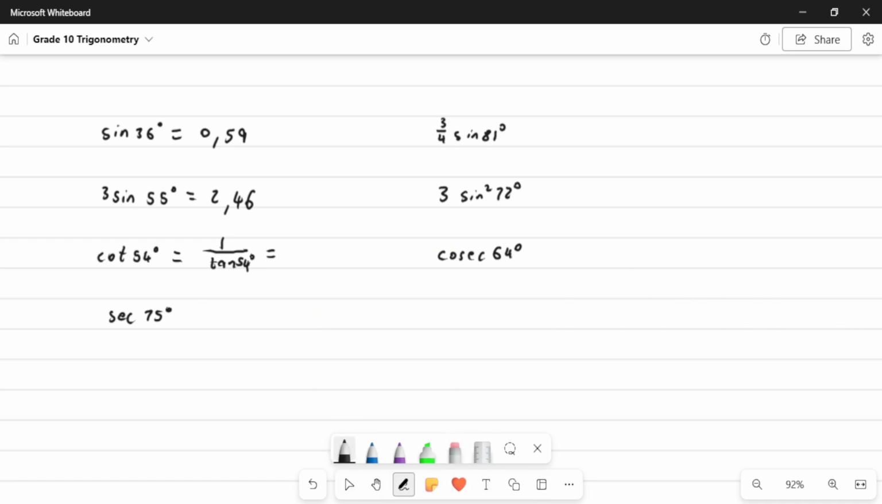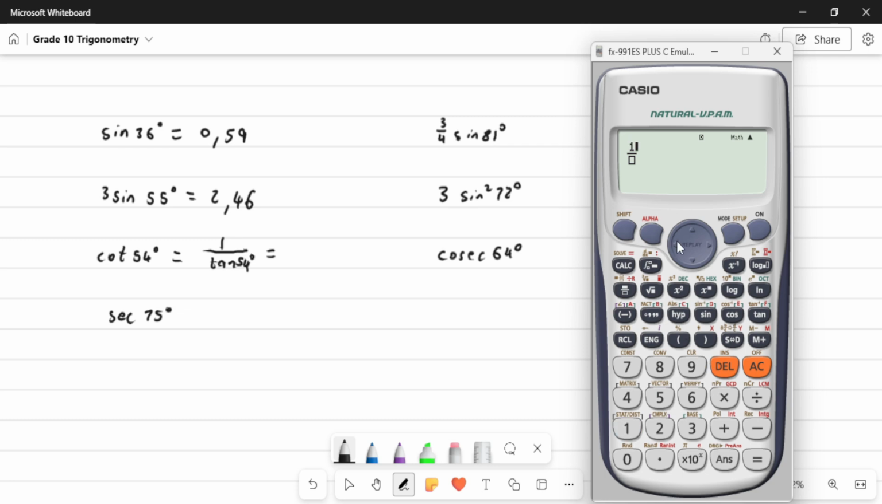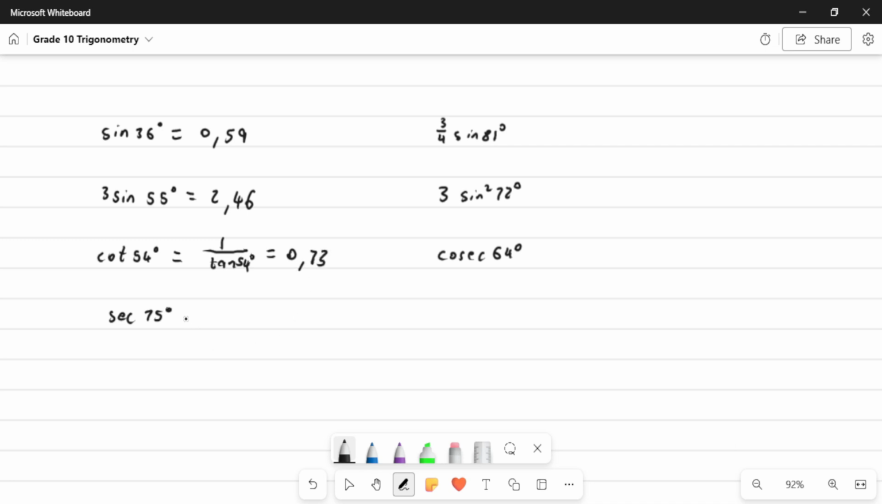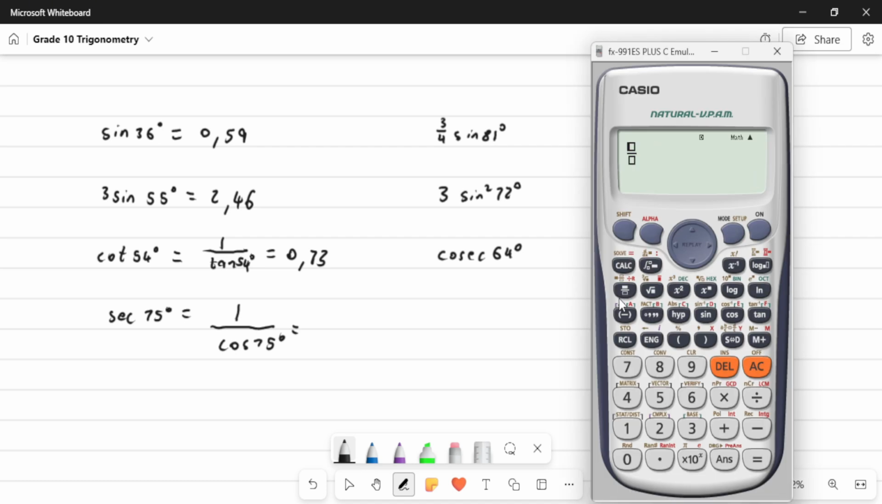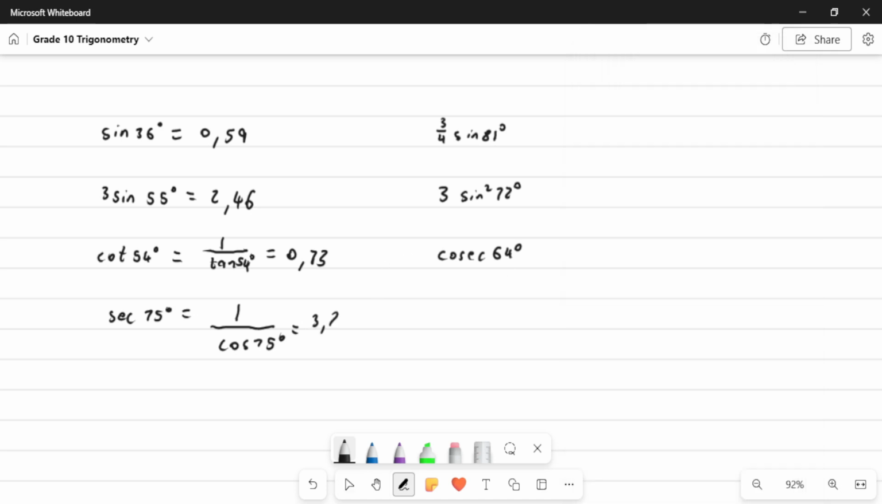Right. So now we can solve this question. It'll be 1 over tan of 54 degrees, which will be 0,726, which is 0,73. Sec of 75 degrees: look at the third letter, C, so it's 1 over cos of 75 degrees. Putting this in decimal form gives us 3,86. Remember, it's all unitless.